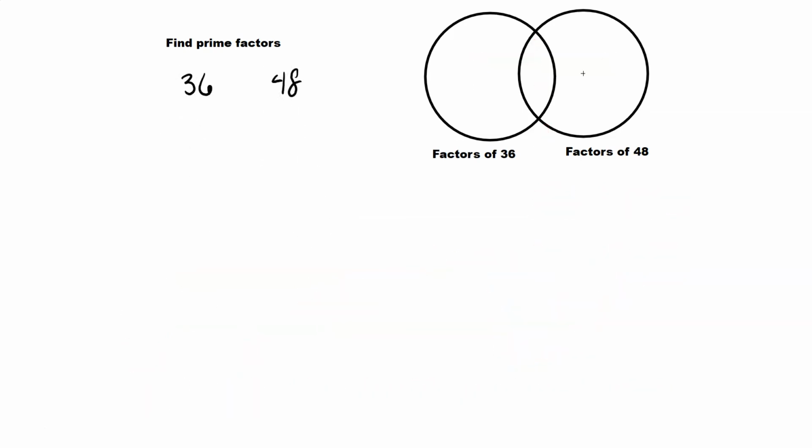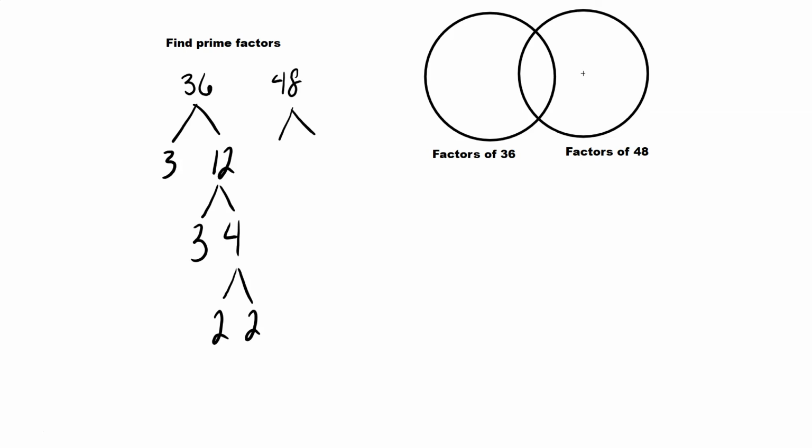Let's do one more example. 36 and 48. Using the prime factor method again, I recognize that 36 is 3 times 12. I can factor the 12 into 3 times 4, and the 4 can be factored out further to 2 times 2.